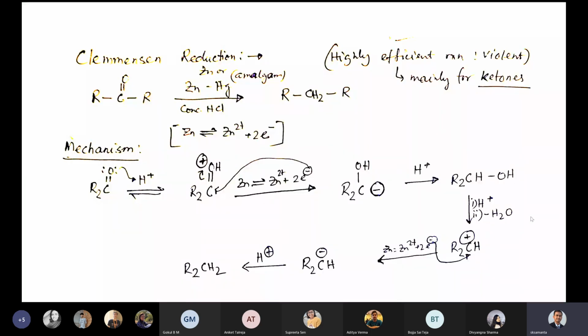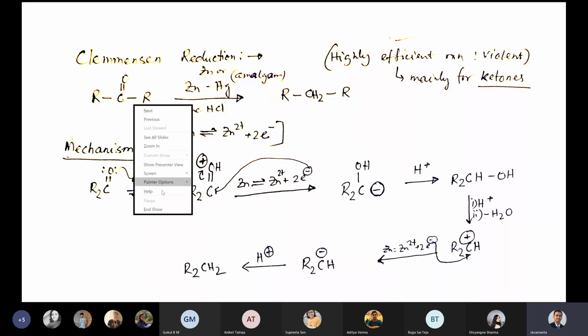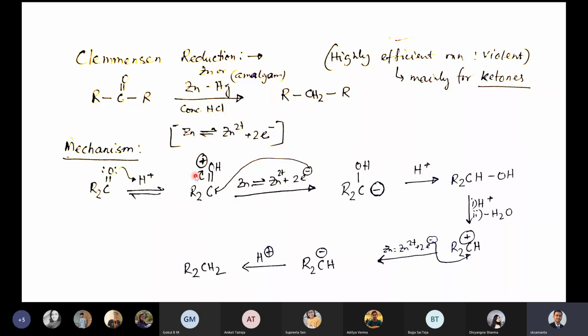Okay, so in this Clemmensen reduction reaction, we take a carbonyl compound, mostly a ketone, or it could be an aldehyde, and then we take zinc amalgam in the presence of concentrated HCl. So you get the reduced product RCH2R. The CO group is now replaced with a CH2 group.